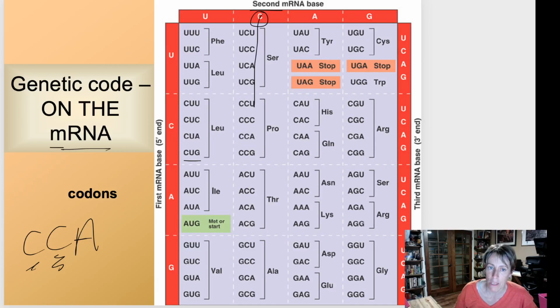So this code tells you how to go from three-letter nucleotide codons to which amino acid it is telling the ribosome to add next. All right, so if the codon was ACC, this would be telling the ribosome to join in the amino acid threonine next. If it was AAA, it would be telling the ribosome to add the amino acid lysine in next.